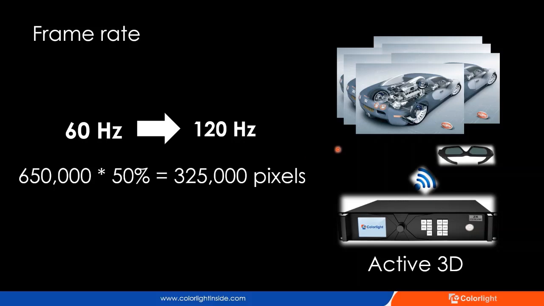In some special applications, like Active 3D, the video frame rate will reach 120 Hz. In this case, if the frame rate is doubled, the loading capacity is only half of the original. When we are making a project for 3D, we need to double the number of controllers.